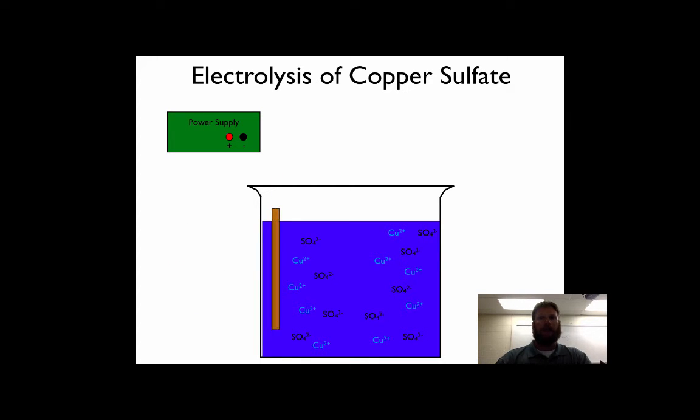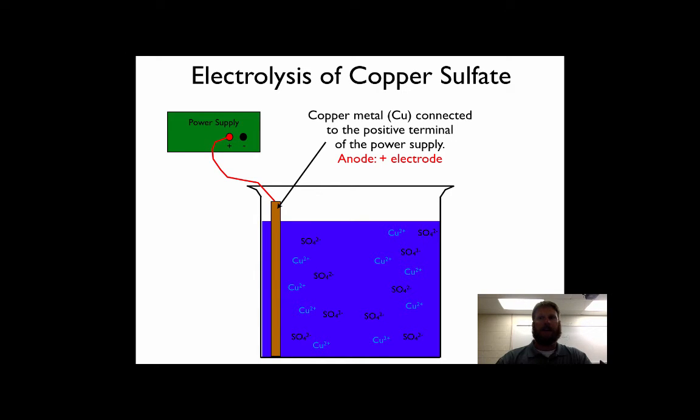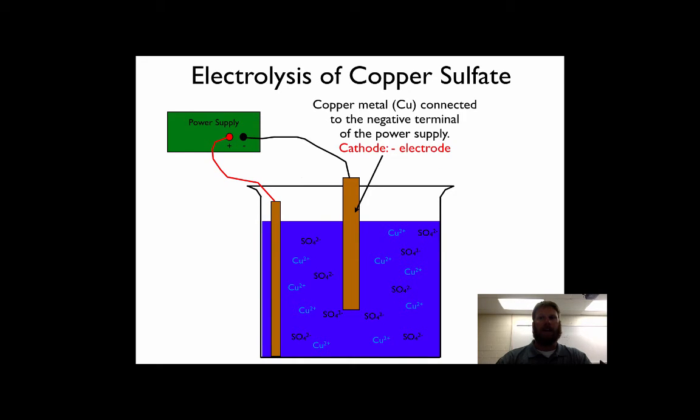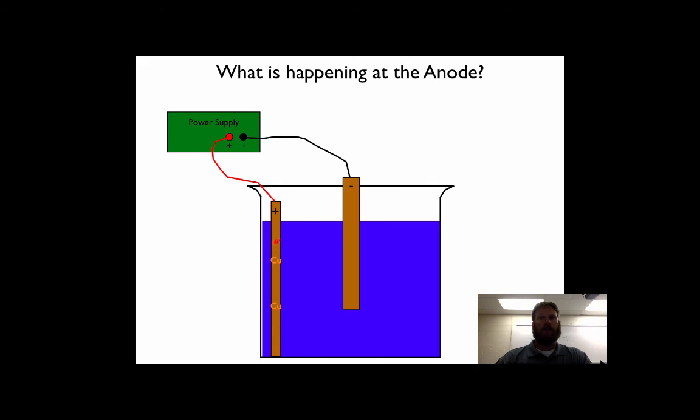Now if you put a piece of copper metal in the solution and connect it to the positive terminal of a power supply, you create the anode. Then take another piece of copper metal and connect it to the negative terminal of the power supply, and you create the cathode. If you turn the power supply on, current will run through the circuit from the anode to the cathode. For example, copper metal at the anode will give up 2 electrons and become copper 2+ ions. The electrons move through the circuit, and the Cu2+ ions go into solution.